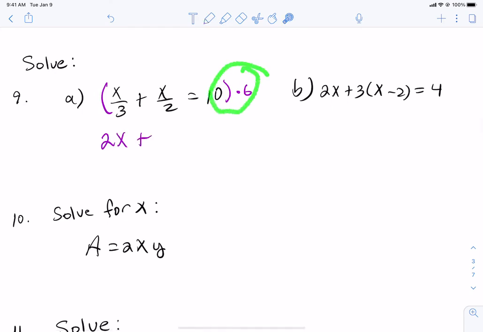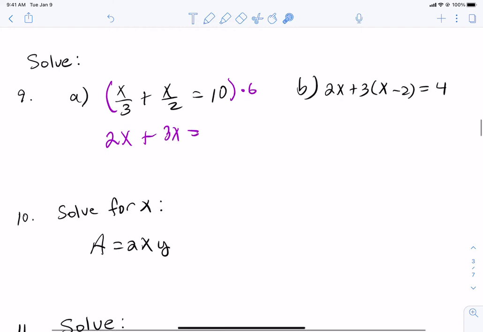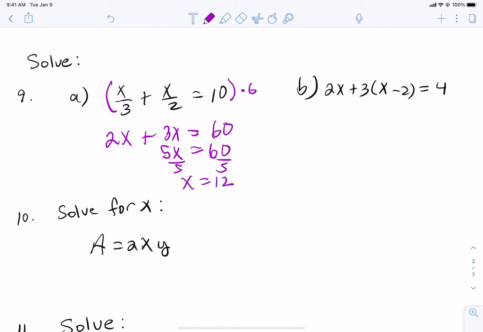Now let's do the same thing for this second piece. That would really end up being 6x over 2. Well, what is 6x divided by 2? 2 goes into 6 how many times? 3. So that would be 3x. And then 6 times 10 is 60. Now you can tell I didn't do much, but that one step makes the equation look a lot easier in general. So 2x plus 3x is 5x. 5x equals 60, divide by 5, x equals 12.